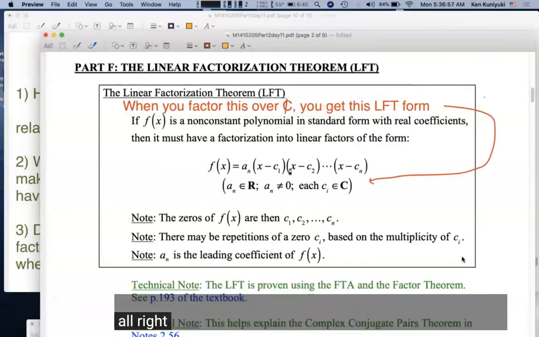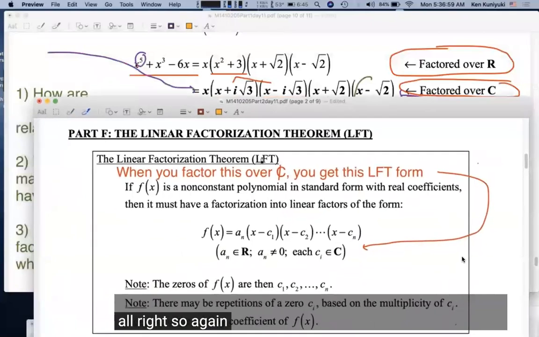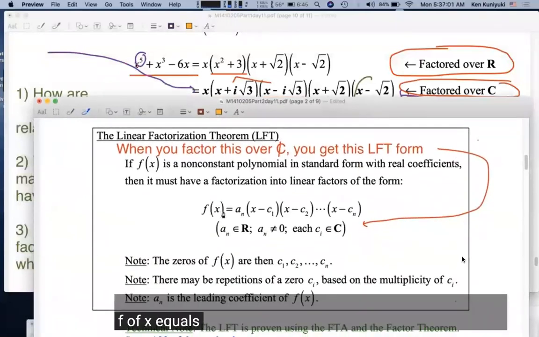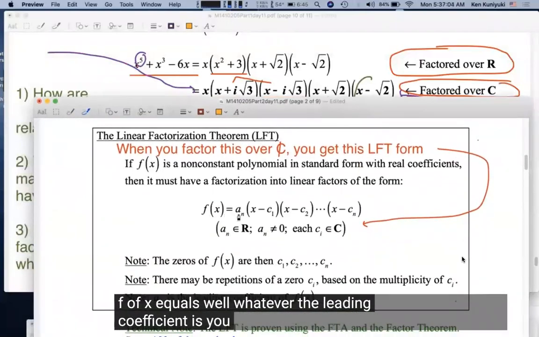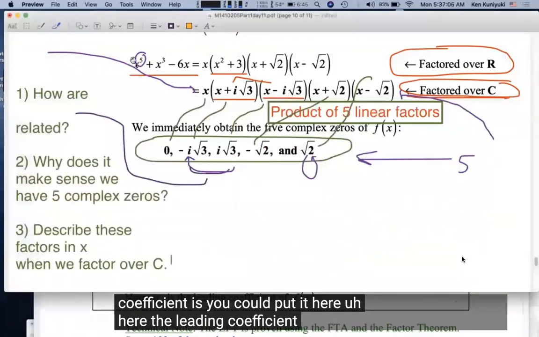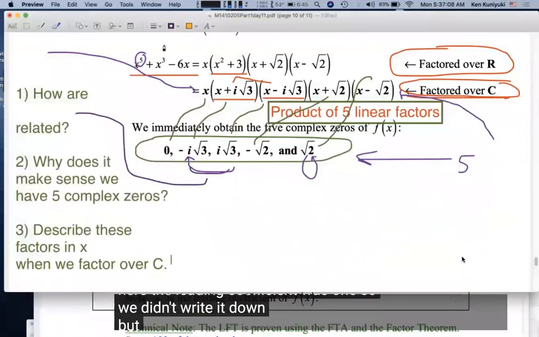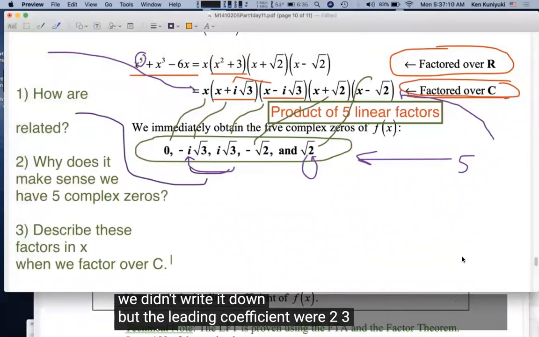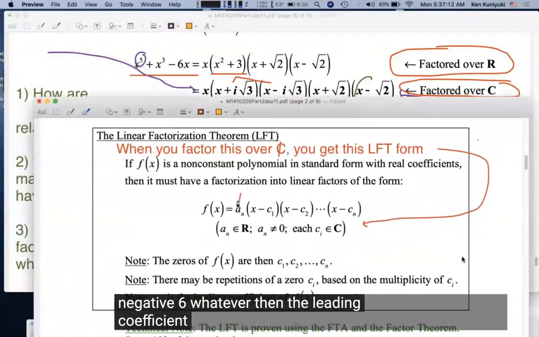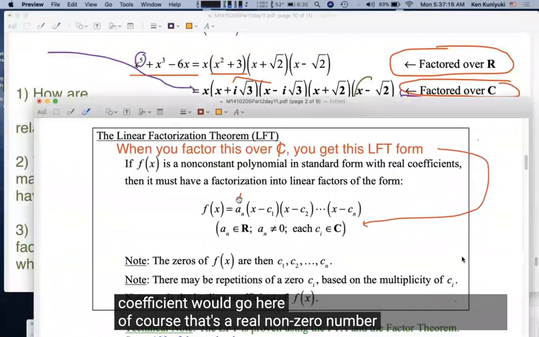All right, so again, f of x equals, well, whatever the leading coefficient is, you could put it here. Here the leading coefficient was 1, so we didn't write it down. But if the leading coefficient were 2, 3, -6, whatever, then the leading coefficient would go here. Of course, it's a real non-zero number.